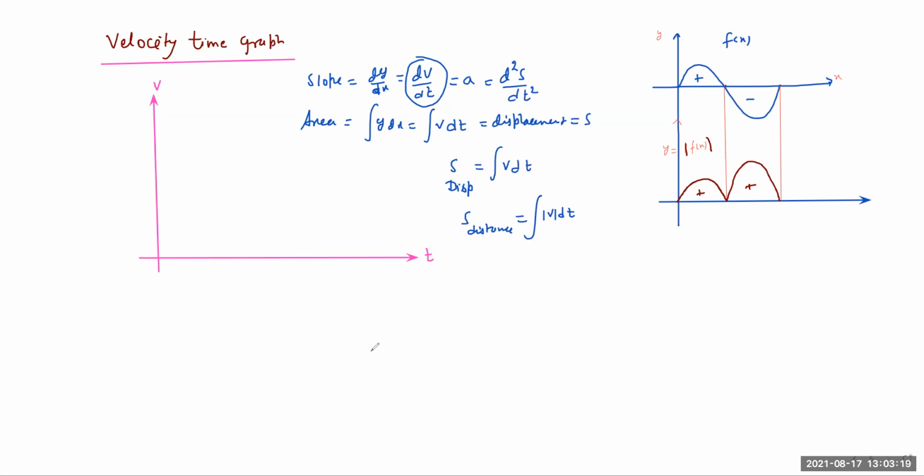So what do we learn from the velocity time graph? Three things: acceleration, displacement, and in some cases distance. And what is the difference between displacement and distance? In displacement, we take the area with sign. In distance, we take the area without sign, only the positive value.